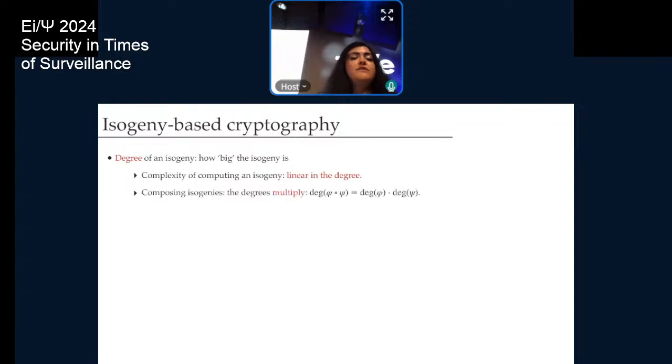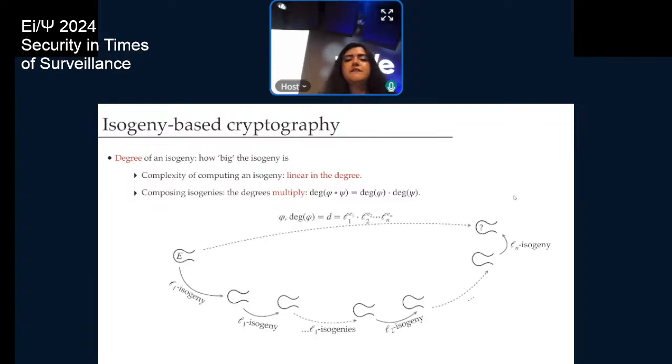But you also have a second property. The degrees multiply when you compose isogenies. And this is a way for us to compute big degree isogenies if it's a smooth degree. So if you need to compute an isogeny of degree d, and d is equal to, I don't know, some small primes multiplied together, then you can just compute first an L1 isogeny, then another L1, depending on what this exponent is. So you can compute them all in order, and since the degrees multiply, eventually you will get to a degree d isogeny.